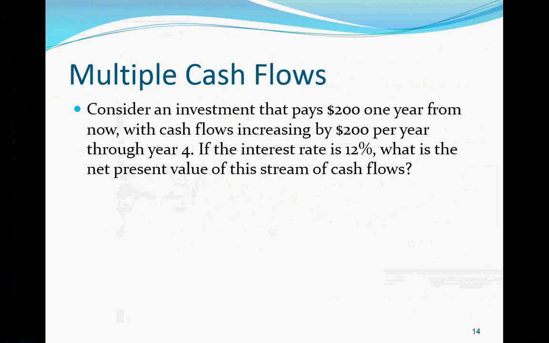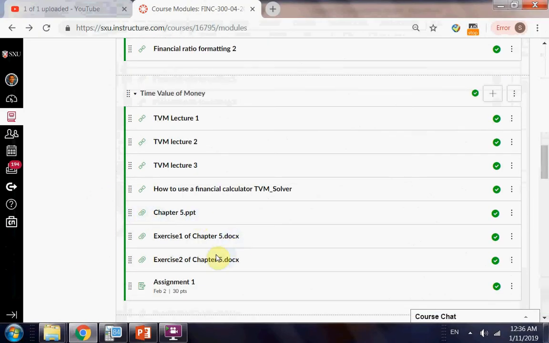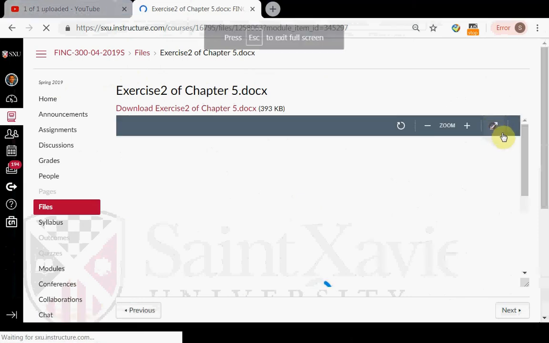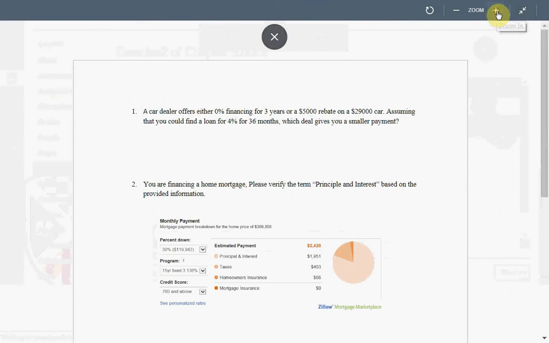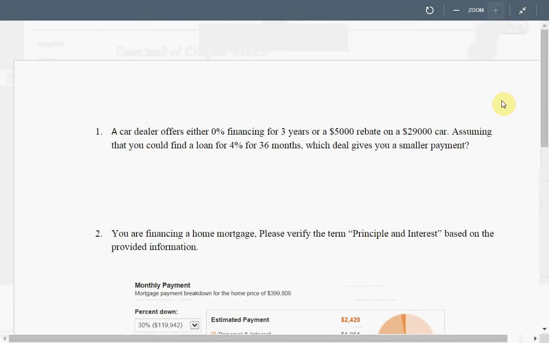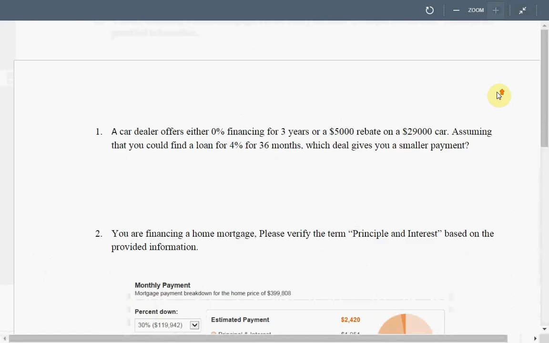All right. So next we move to this exercise, which is very similar to your homework questions. Let me put it in here and make it full screen, and zoom a little bit. If you can finish this question, you should have no problem with your assignment number 1 for the time value of money chapter.